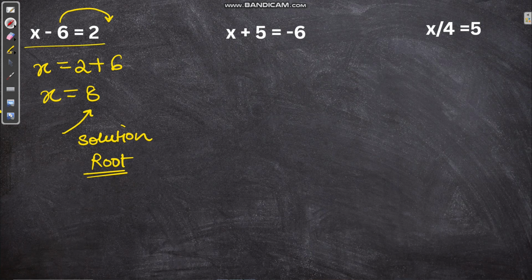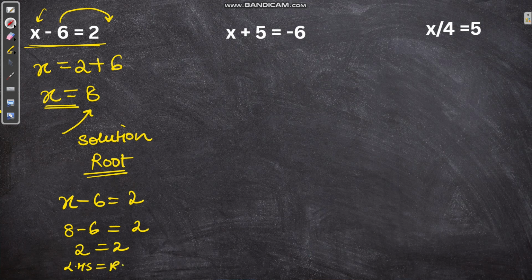So what is the solution for this equation, x minus 6 is equal to 2? The answer is 8. What do we mean by solution? Let's place this 8 in place of x in our equation. Our equation is x minus 6 is equal to 2. Let's put 8 in place of x. So it will be 8 minus 6, which is equal to 2. So left hand side is equal to right hand side. If you are getting left hand side equal to right hand side, that means our answer is correct, or the root is correct, or the solution is correct.